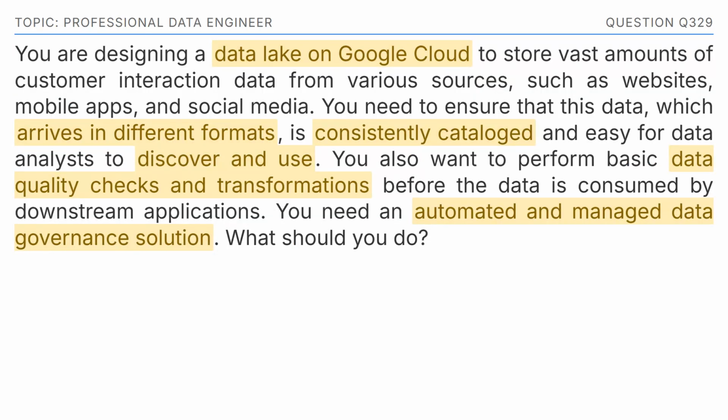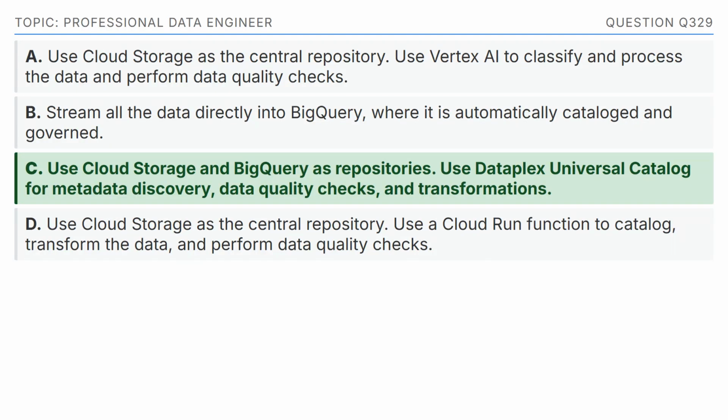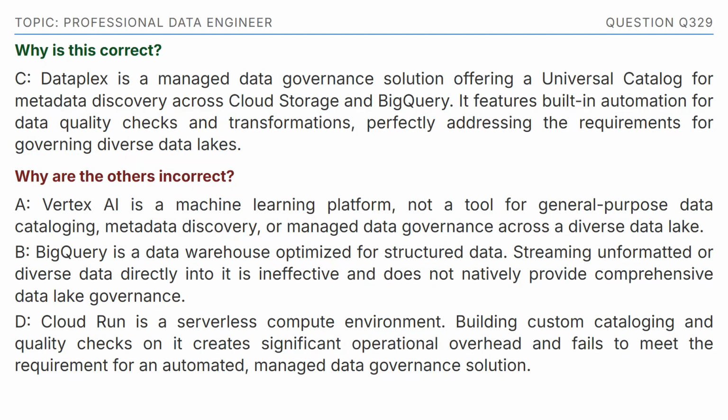To arrive at the correct answer, we focus on the keywords. Data lake on Google Cloud, arrives in different formats, consistently cataloged, discover and use, data quality checks and transformations, automated and managed data governance solution. The correct answer is option C, use cloud storage and BigQuery as repositories. Use Dataflow's Universal Catalog for metadata discovery, data quality checks, and transformations. Why is this correct? C.